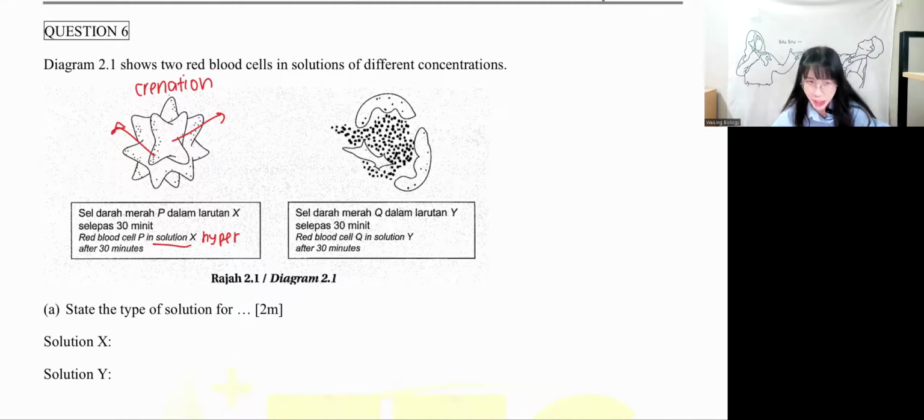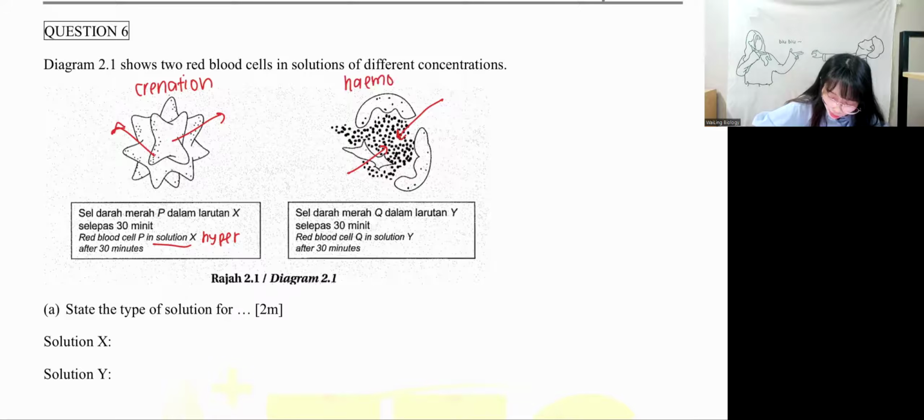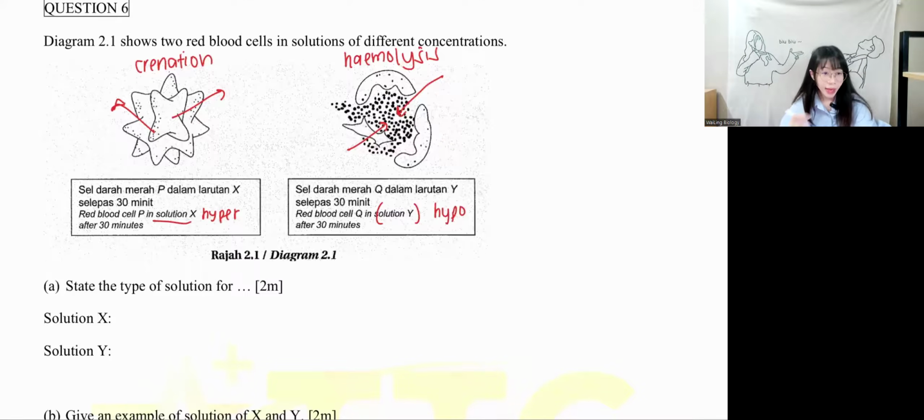Next, for the other solution, it has to be opposing. Does water diffuse in or out from the red blood cell? Into the red blood cell. What term do we use to describe the red blood cell? Hemolysis. Very good. We have to use the word hemolysis. Do you think the solution is hypertonic or hypotonic? All right, the solution is hypotonic.